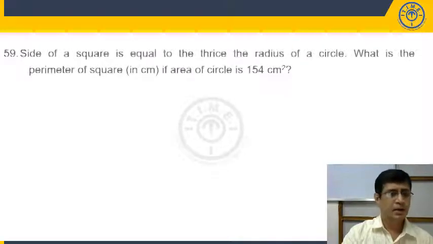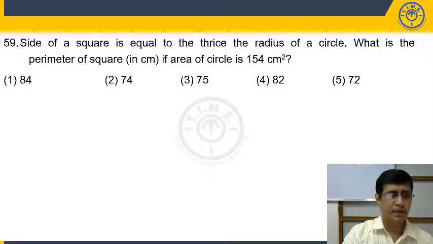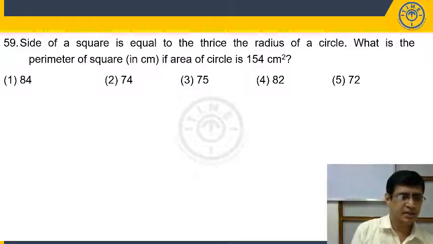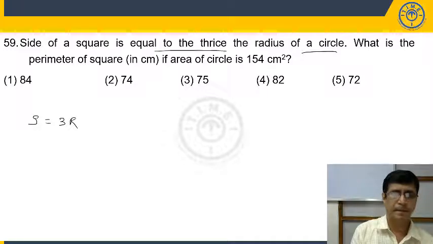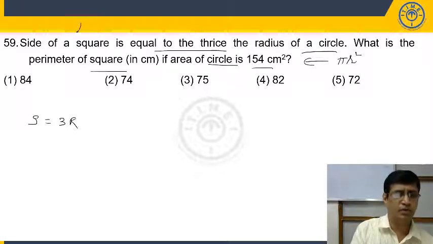Now look at the next example on your screen. The side of a square is equal to thrice the radius of a circle. What is the perimeter of the square if the area of the circle is 154 square centimeters? Area of a circle means pi r square, and pi r square is equal to 154. Perimeter of the square is to be found. Perimeter of a square means 4 into side.